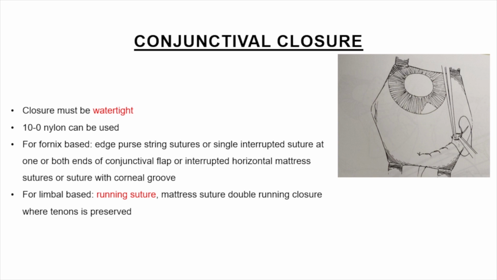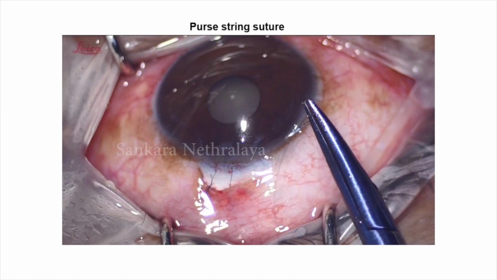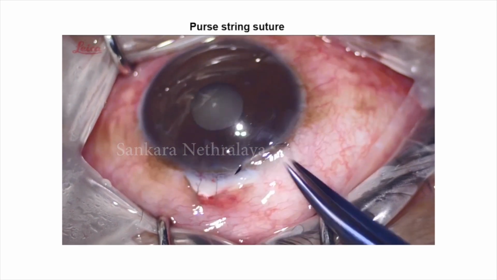Next step is conjunctival closure. The conjunctival closure should be watertight. For fornix-based flaps, we can use a purse-string suture, or a single interrupted suture at one or both ends of the conjunctival flap, or an interrupted horizontal mattress suture. For limbus-based flaps, we can use an 8-0 or 9-0 Vicryl suture to close the conjunctiva in a running, locking fashion, incorporating the Tenon's in alternating bites if the Tenon's is preserved. This is a video showing a purse-string suture technique for closing the conjunctiva.